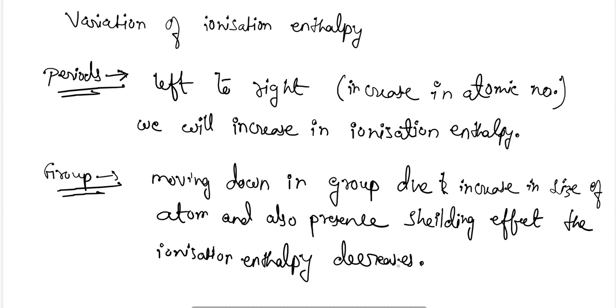So for today we are ending the class here, and in the next class we are going to discuss electron gain enthalpy, and furthermore we are going to discuss more physical properties of the elements and what trends they follow in the periodic table.